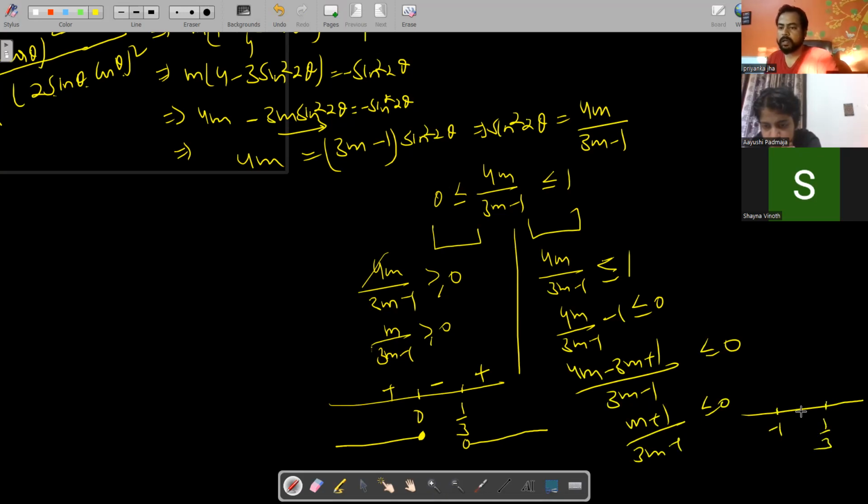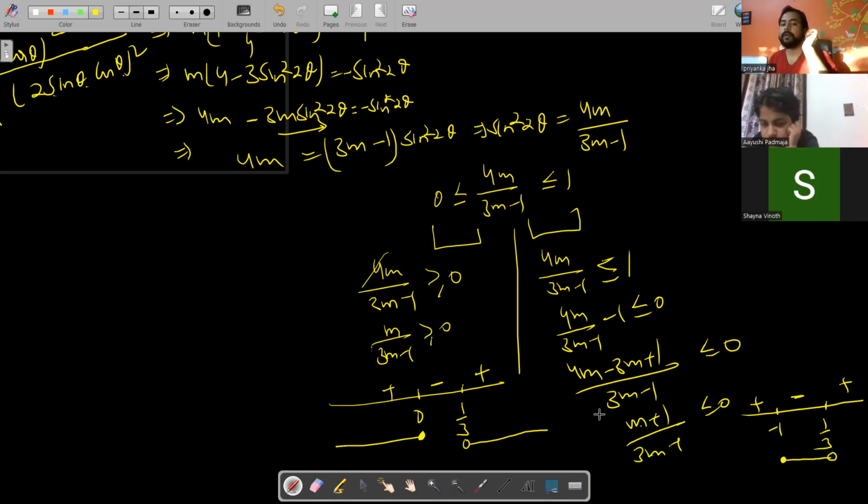Now take this interval, because this is negative and this is positive, so 0 will definitely lie between these numbers. Put 0 over here: 0 plus 1 is 1, 0 minus 1 is minus. This is negative, this is positive, this is positive. Now you have to take those values of m which will make this expression negative, because this has to be negative. So m has to lie in this interval. I can include minus 1, but I cannot include the denominator's 1 by 3.